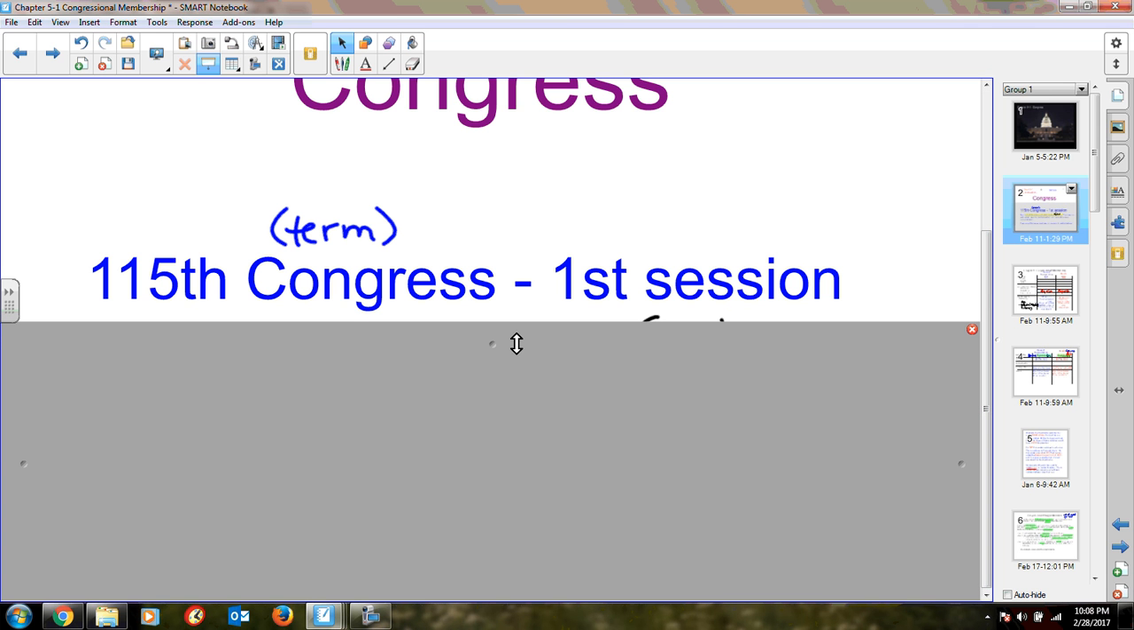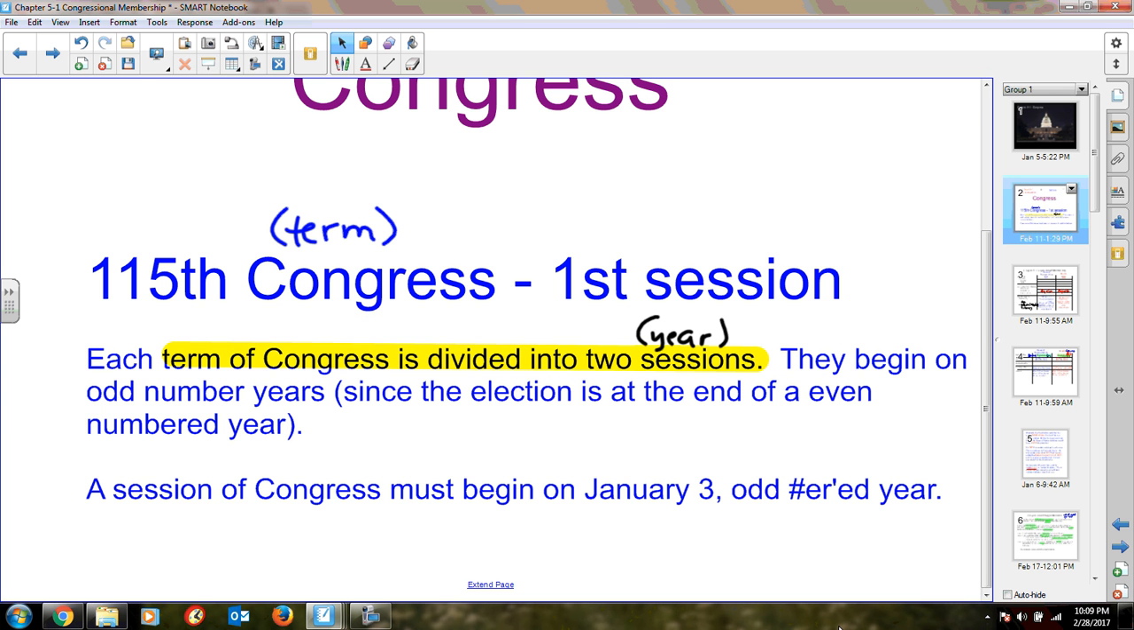We are presently in the 115th Congress term. That tells me that because a term of Congress is 2 years, our Congress has met for 230 times, because you take 115 and multiply it by 2. We are in session 1, sometimes called session A, because we begin on an odd numbered year. It's 2017. Our elections occur in an even numbered year, which was November of 2016. So since the election is at the end of an even numbered year, a Congress starts on an odd numbered year, and they have to begin on January 3rd. That is a requirement by the Constitution.